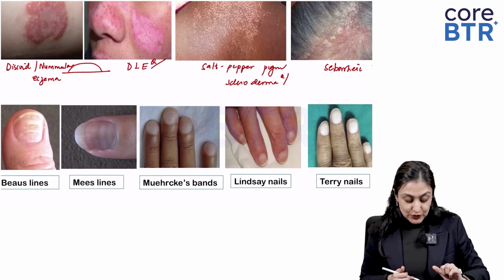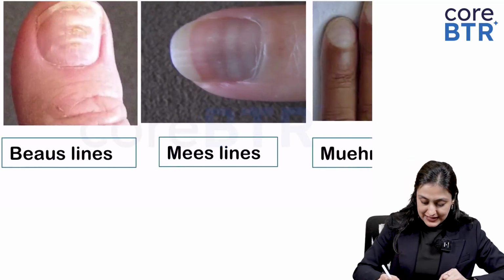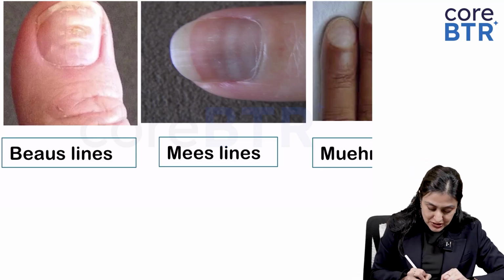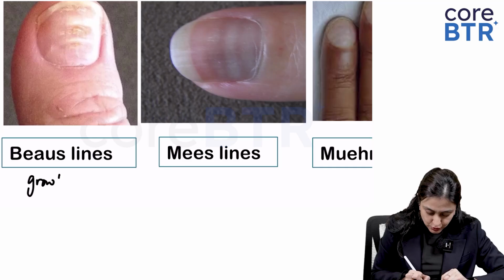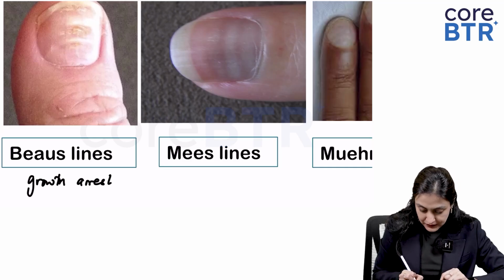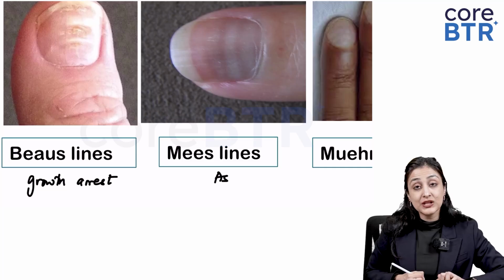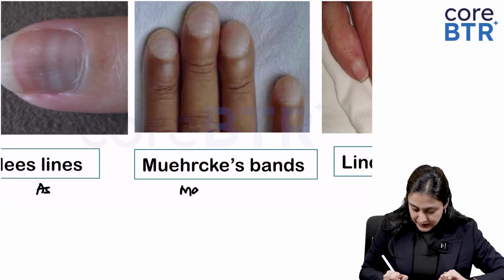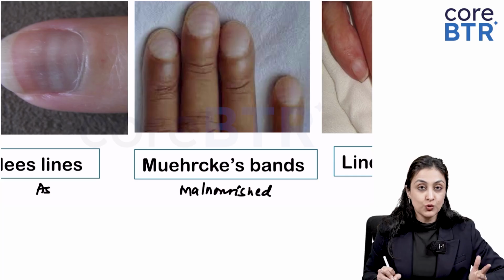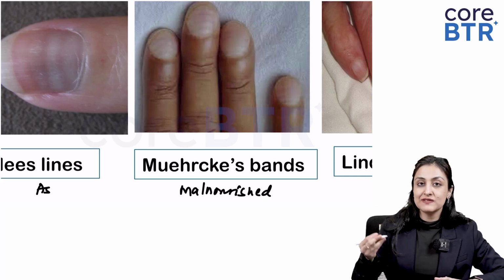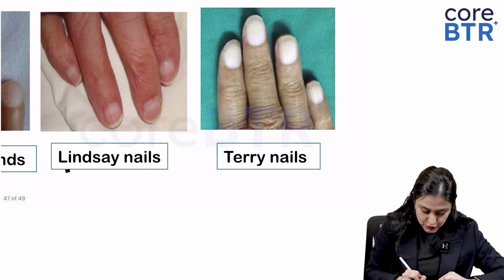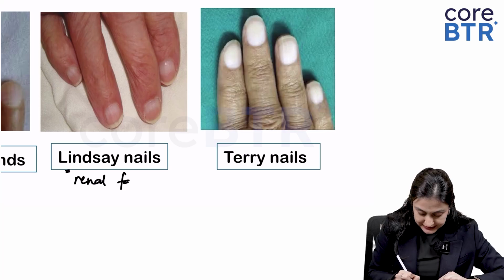Then let's look at a few nails. Beau lines. So they'll give you the name. You can't just see the image and answer here. So Beau lines are also called growth arrest lines. Mees lines are seen with arsenic. Muehrcke bands, M for M, is malnourished babies or malnourished whoever, right? So this is associated with low albumin. L is Lindsay. Remember, L is not L. So this is what is associated with renal failure.